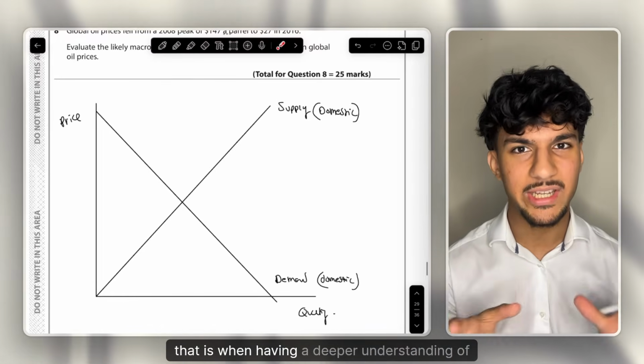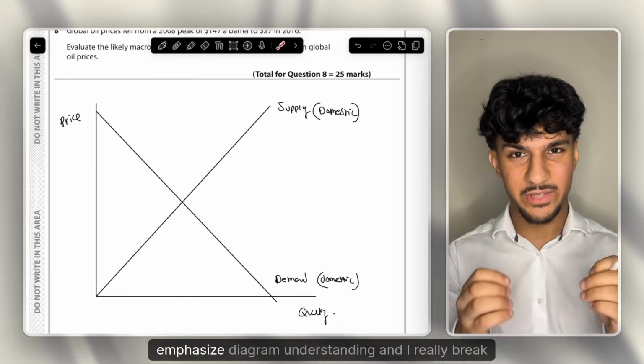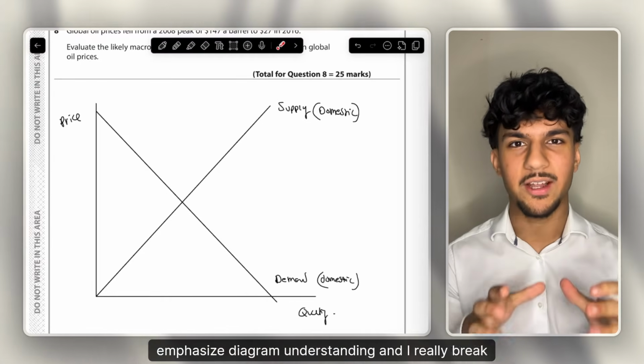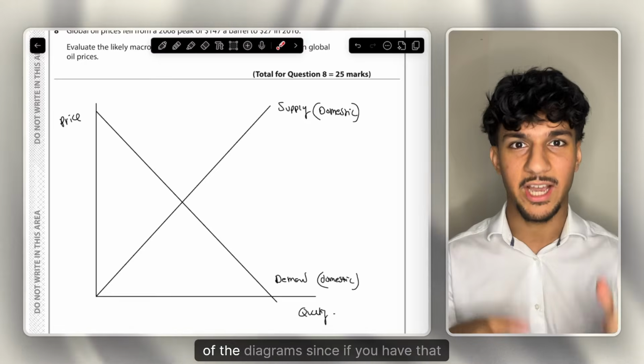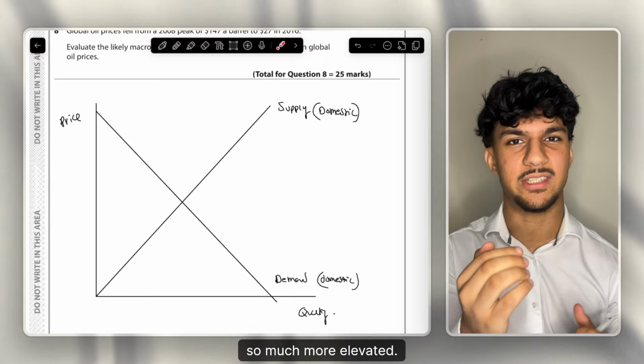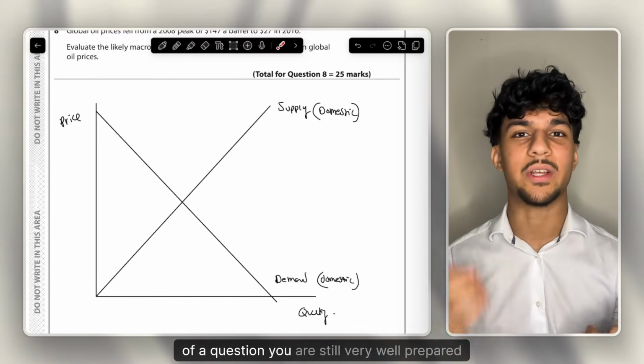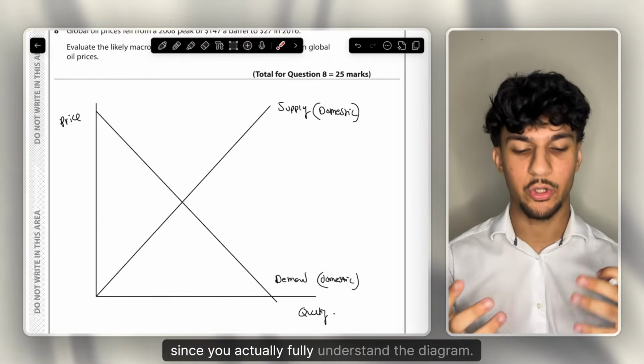That is when having a deeper understanding of these diagrams matters, and this is why, especially in my live classes, I emphasise diagram understanding, and I really break down the nitty-gritty of the diagrams. If you have that understanding, your chain of analysis is so much more elevated, and in your exam, if you get thrown a bit of a spanner of a question, you are still very well prepared, since you fully understand the diagram.